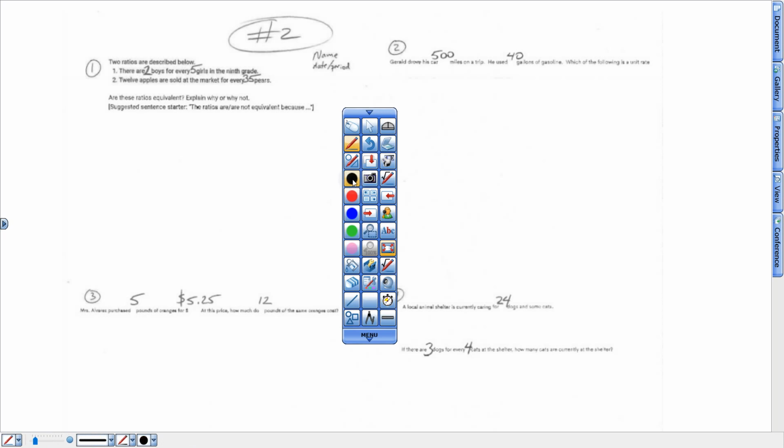Let's write that first one down. 2 to 5. And then I have 12 to 35. Write those two down and then compare them. Look at 2 to 12. Looks like I'm timesing that by 6. 2 times 6 gives me 12. But when I come over here to 5, I'm timesing that 5 times 7 to get that 35. But because these numbers are different, I'm timesing both that 2 and 5 by different numbers. That makes this one a no, not equivalent.